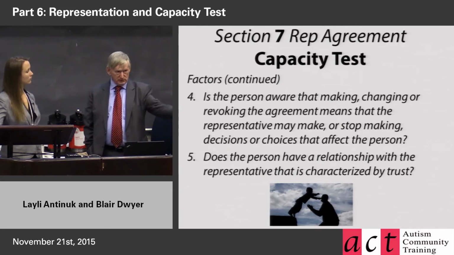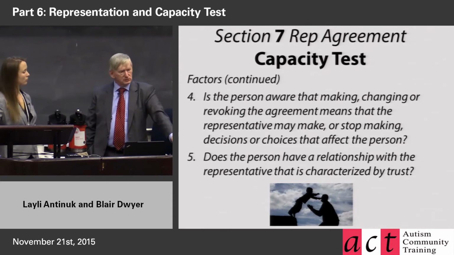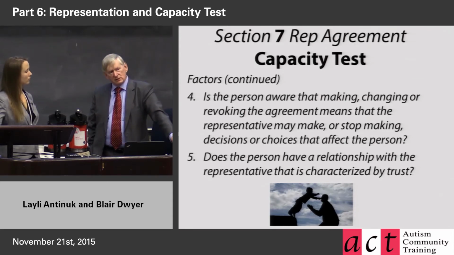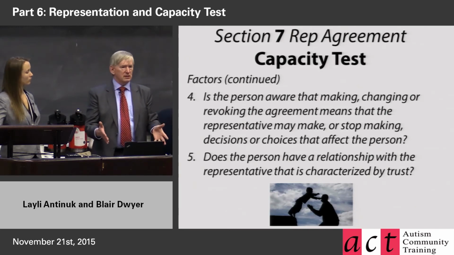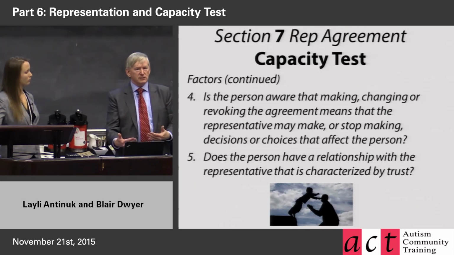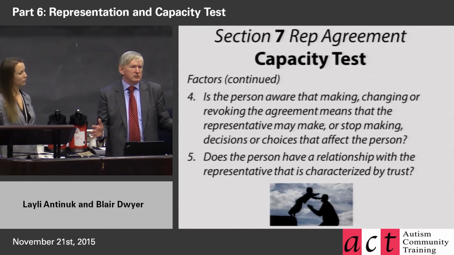So obviously a capacity issue. But then I started talking about her and her daughter. Oh, yes, my daughter is so good to me. She takes such good care of me. So there's a relationship of trust. And so we established that relationship of trust. We did the Section 7 agreement, and it was not challenged by anybody.